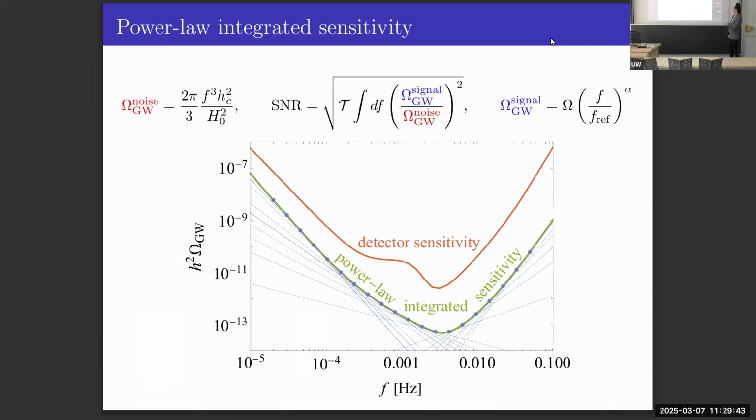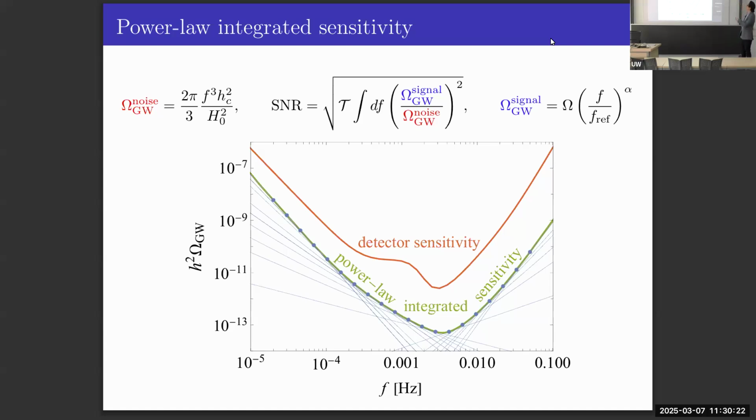These were so-called power law integrated sensitivities. This example is for LISA. The actual detector sensitivity, so the instantaneous noise that it will see, is the red line. The power law integrated sensitivity is supposed to visualize the reach of the experiment. The way we do it is we compute the signal-to-noise ratio, which can be significantly different because there is the time of operation, which is several years. As long as we know what the noise of the detector is, we keep on taking data and lowering the error, so we can discover even weaker signals.